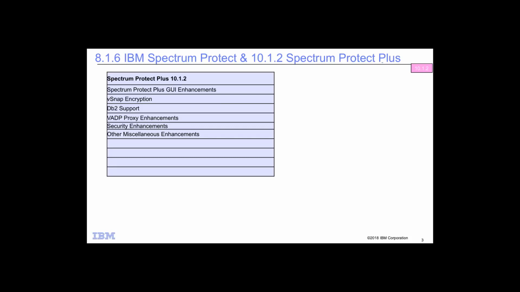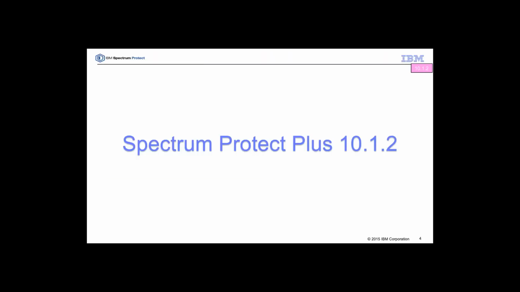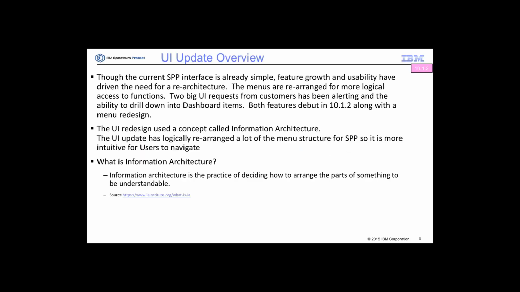10.1.2 of Spectrum Protect Plus, including the GUI enhancements, VSnap Encryption, DB2 Support, some various other miscellaneous enhancements that have come into the product. So let's start by taking a look at Spectrum Protect Plus version 10.1.2.